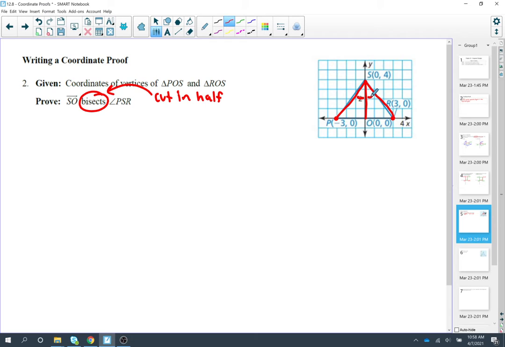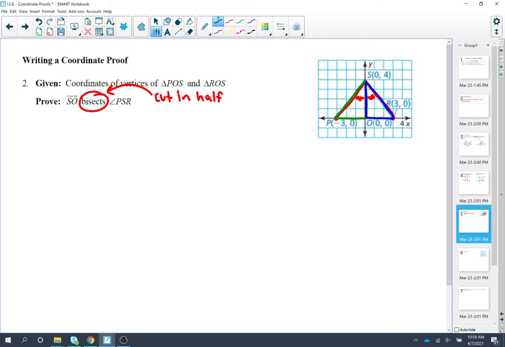Now, here's the game plan. I'm going to try to prove that this triangle is congruent to this triangle. Because if the two triangles are congruent, that means that all of their side lengths are the same and all of their angle measures are the same. And if all of their angle measures are the same, then we can conclude that this angle is congruent to this angle, which means that SO bisects angle PSR.